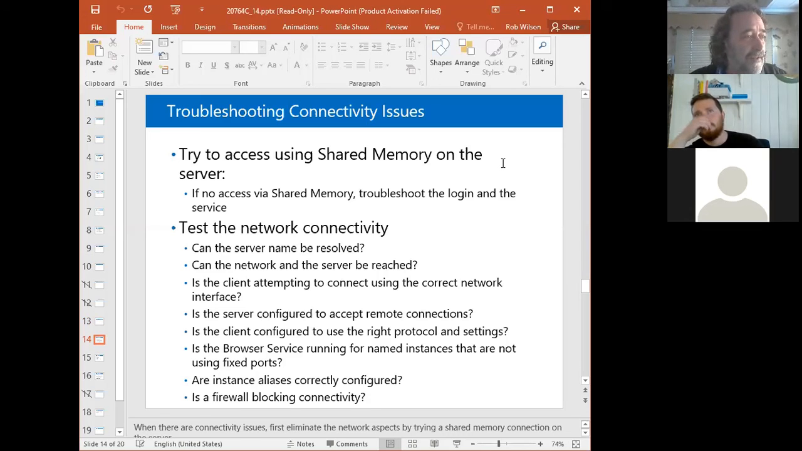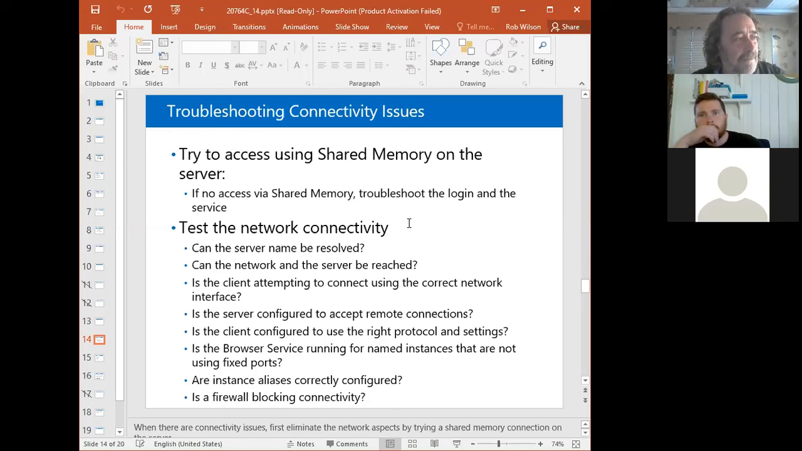If there's no shared memory access, then you could troubleshoot the service, as we just kind of did. Oh, service isn't up, database isn't running. Let me see if I can get it going. There is a possibility that if the service is running, if there's no access by shared memory, maybe the credentials are an issue, because from the command line, you still need to authenticate. So if you can't authenticate, then maybe it's a login issue.